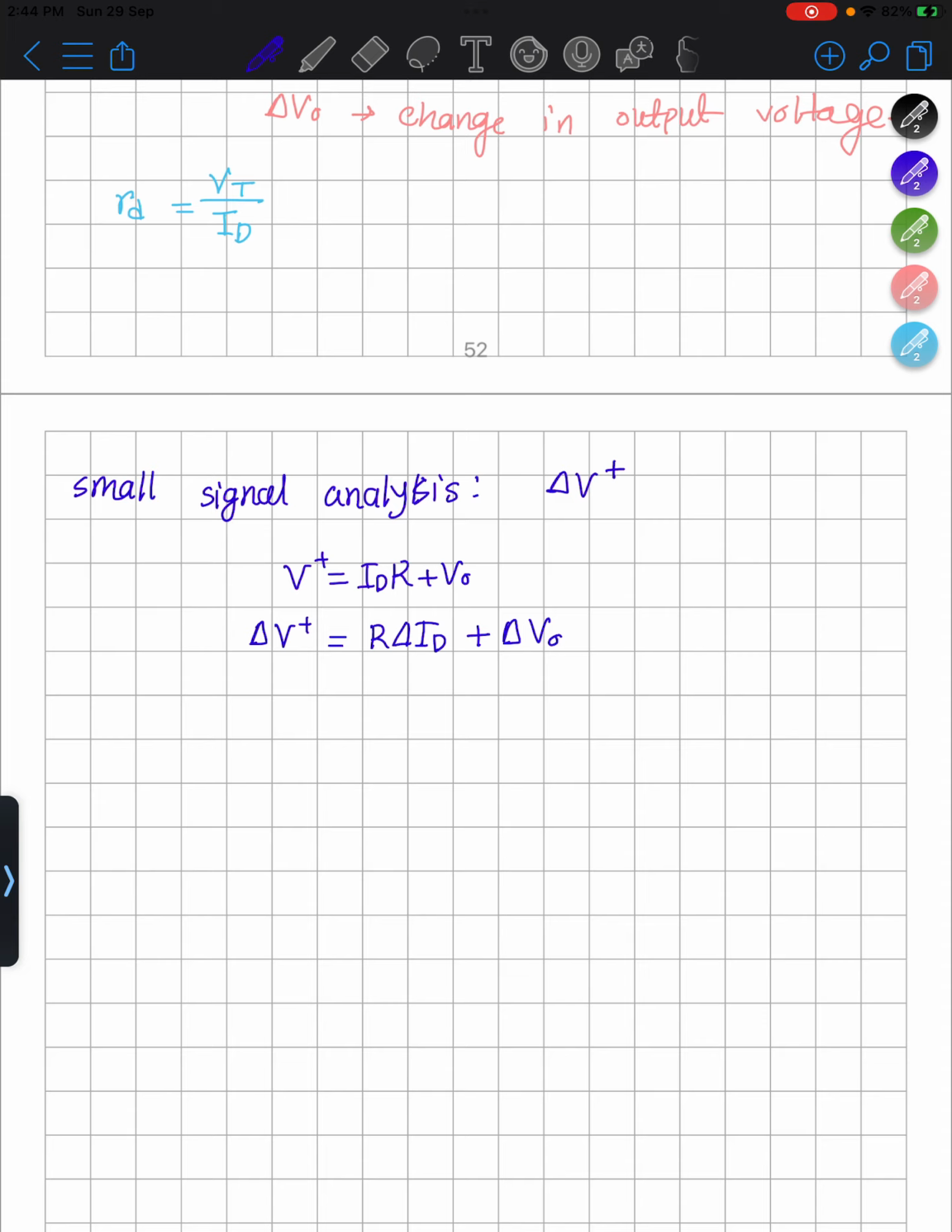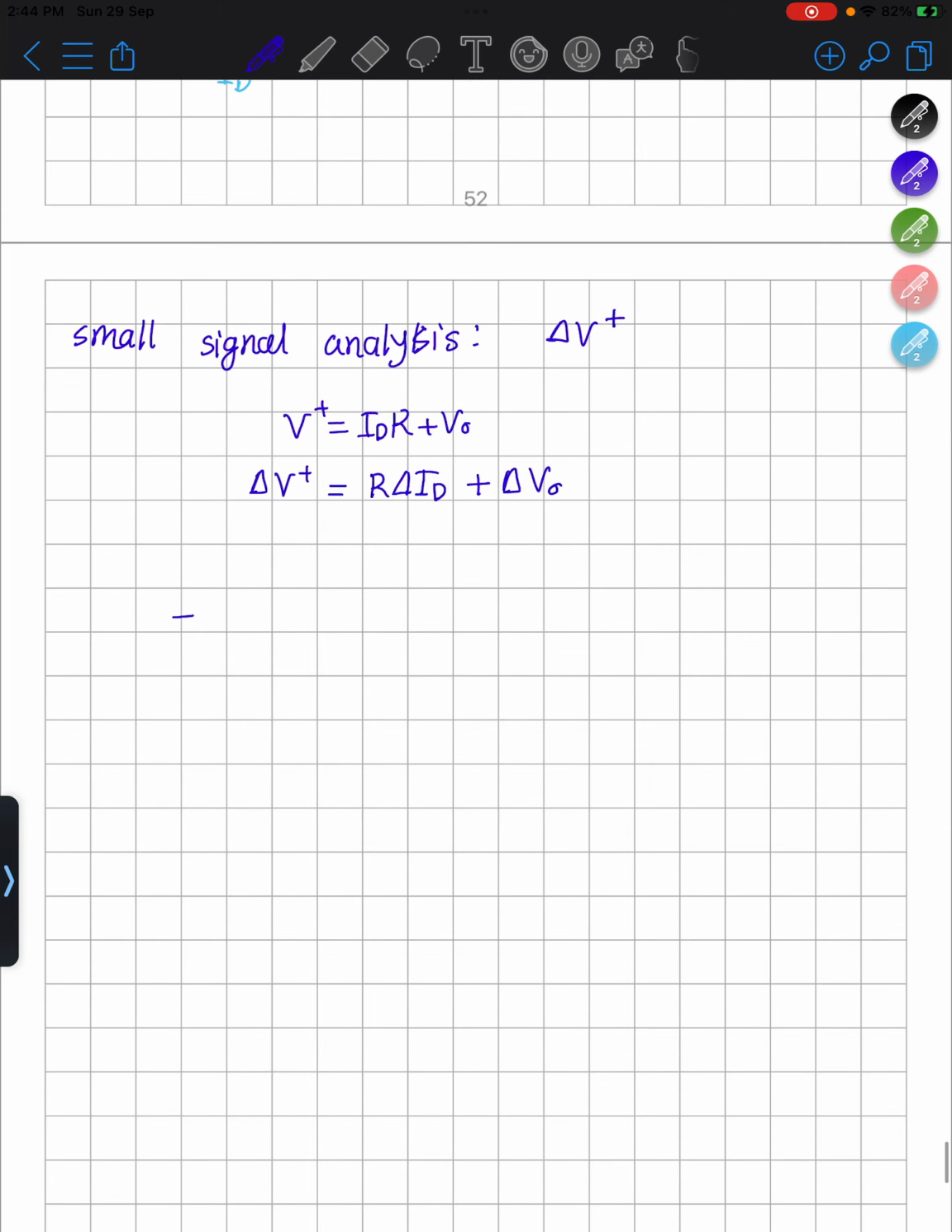We can also do something with the figure that we have. We can draw it in this way. So this is our input voltage del V plus, and then we have the resistor R, and then we have RD, which is the diode resistor, because we are using the small signal model of the diode, and then this part is the output voltage that we have, and then we connect this to the ground. So this is the small signal model.